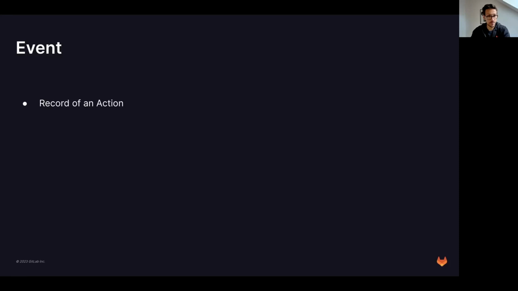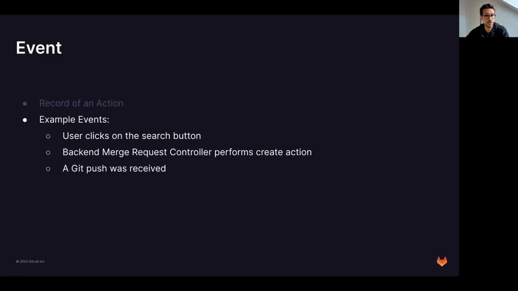To give some examples of events, those could be things like the user clicks on the search button, the backend merge request controller performs a create action, or a git push was received. I think that gives you a pretty good overview that events can happen all over the code base. That can be in the front end, it can be on the back end, either in something like a controller during a request response cycle, but it can also happen in some kind of background worker.